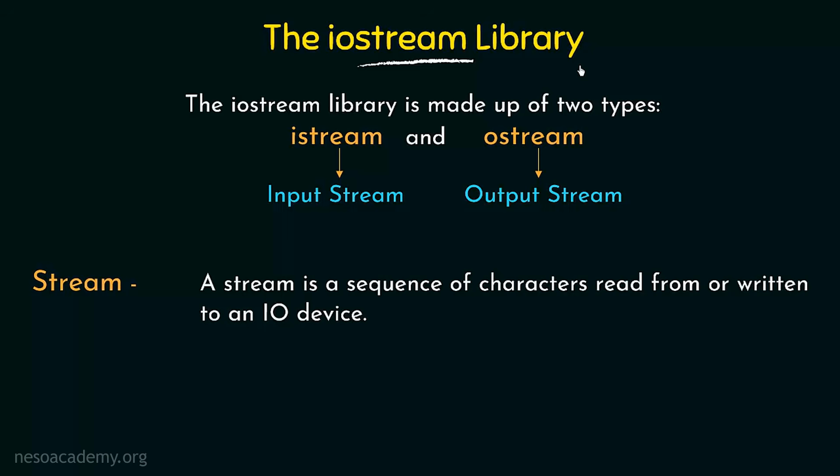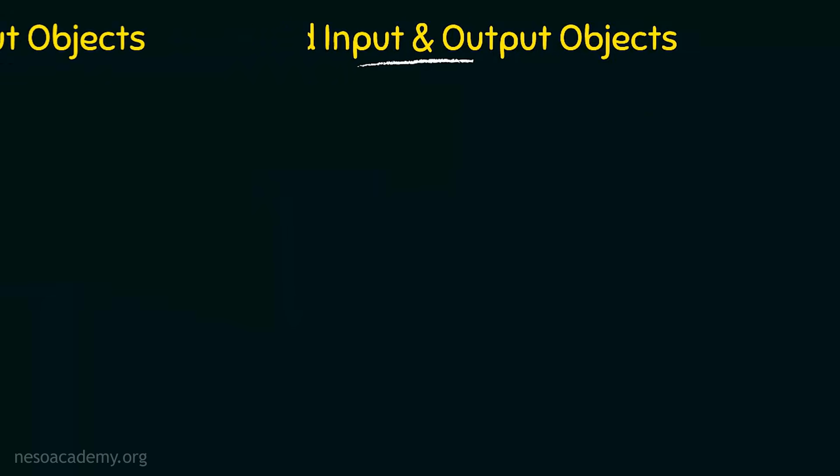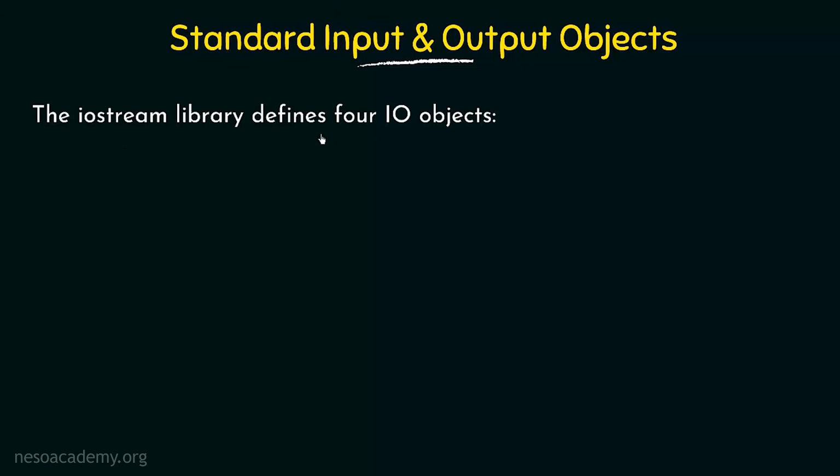Now how is input and output actually done? Let's see that. The standard input and output objects will help us to actually do the input and output. The iostream library defines 4 input-output objects. Number 1, we have cin, which is pronounced as "sin". We call this cin, and it is used for standard input. It stands for console input, and this is the object that we are going to use for taking inputs.